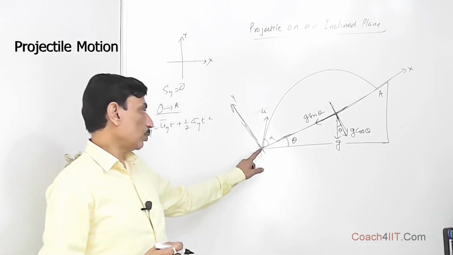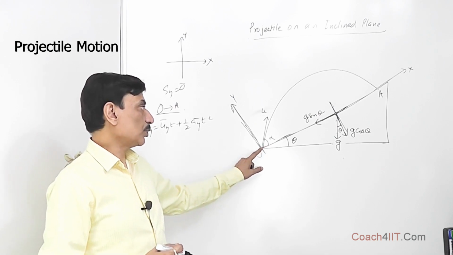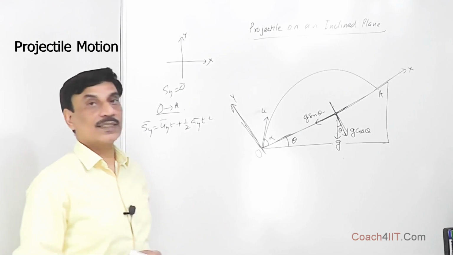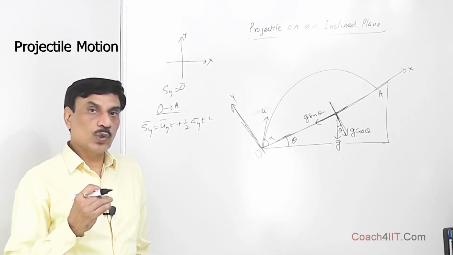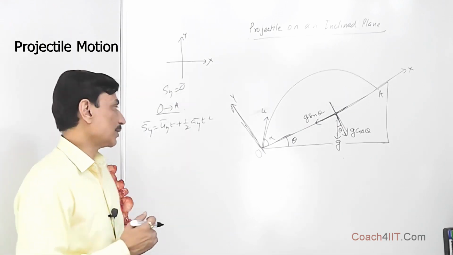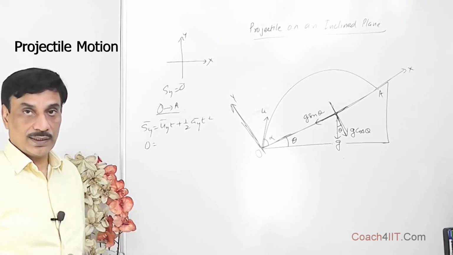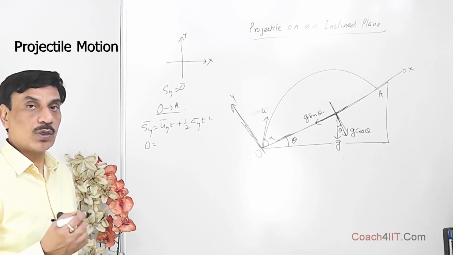Like over here at O, the y coordinate is equal to 0, and once again when the body reaches over here, the y coordinate is still equal to 0. So there is no change of level along the y-axis. As a result, Sy is equal to 0. What is Uy? What is the initial velocity along the y-axis?